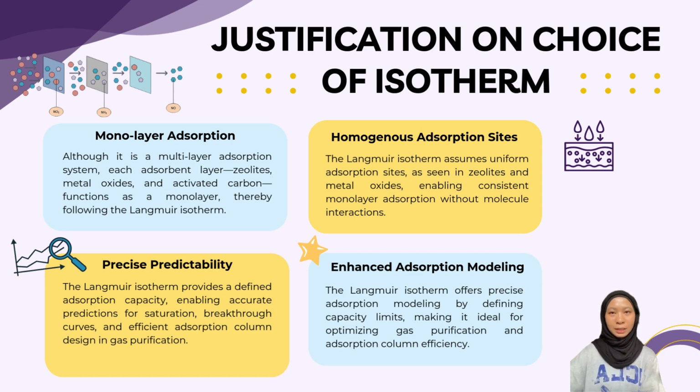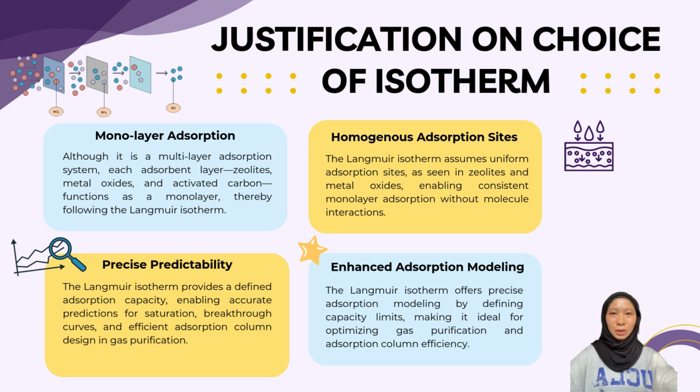In conclusion, our multi-layer adsorption system consists of impregnated activated carbon, zeolite, and metal oxide, each targeting specific pollutants. Activated carbon removes nitrogen oxide through oxidation, zeolite captures unreacted ammonia, and metal oxide enhances nitrogen oxide removal, ensuring efficient purification. We chose the Langmuir isotherm because it assumes monolayer adsorption and homogeneous adsorption sites, making it ideal for our structured system. It provides precise predictability and enhanced adsorption modeling, allowing accurate estimation of adsorption capacity and system efficiency.